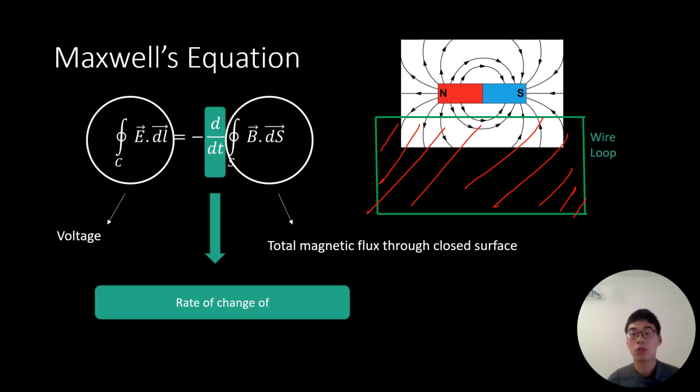Okay, so remember, if we sit still and do nothing with a magnet, it won't generate any voltage. You need to do some work, move the magnet around, and then you will see the voltage.